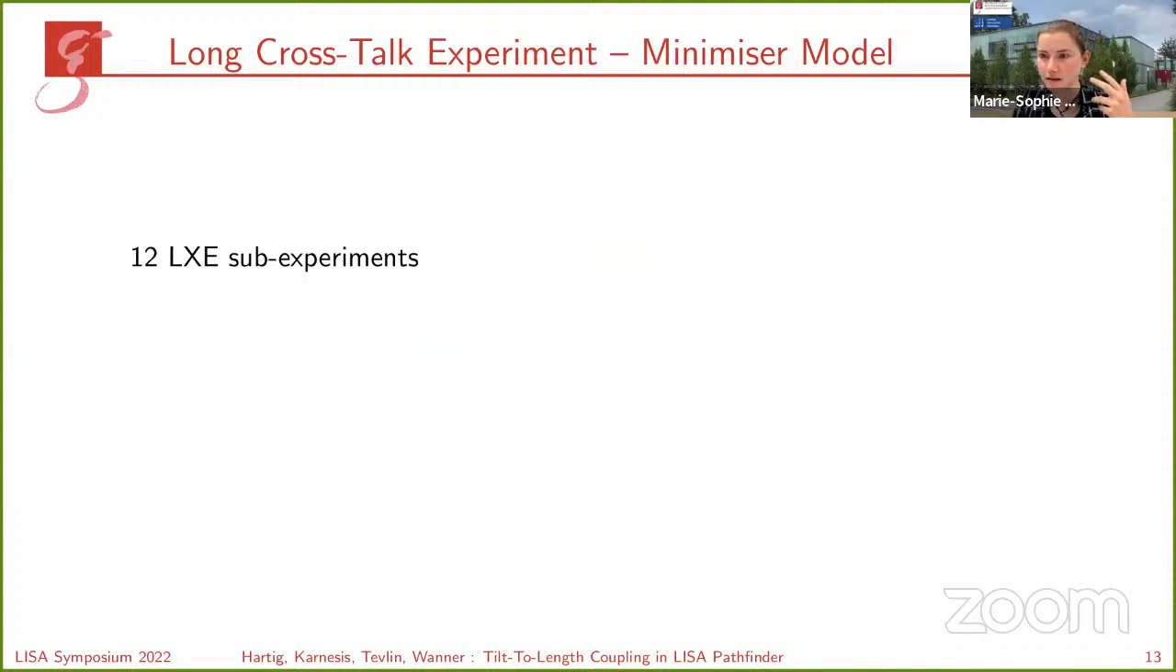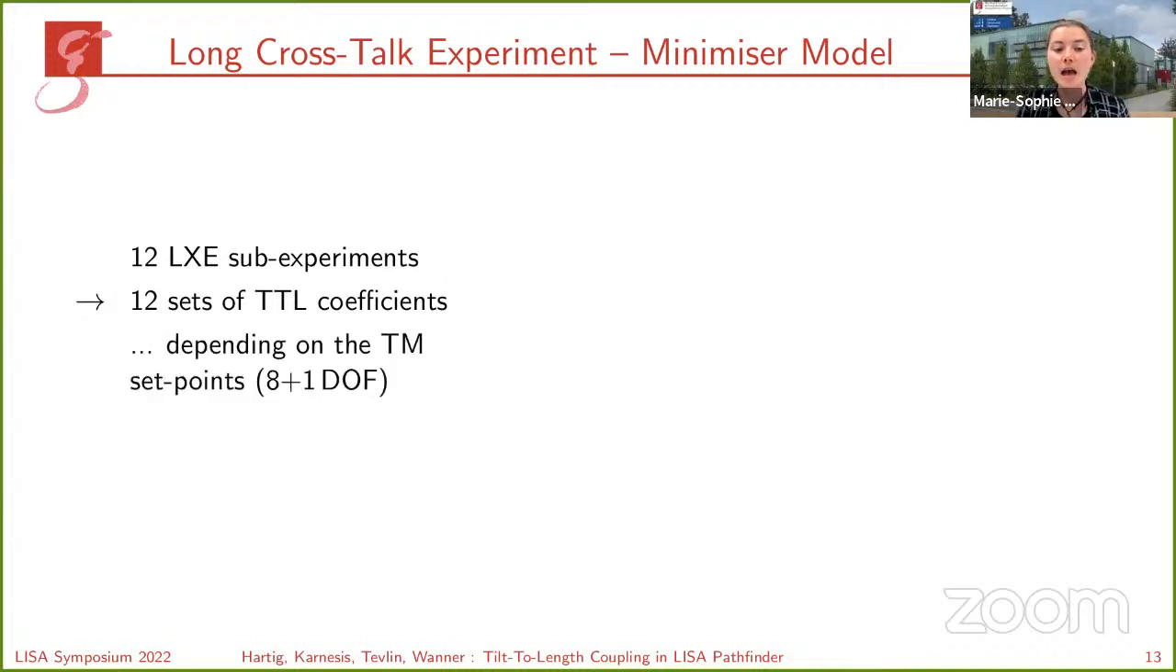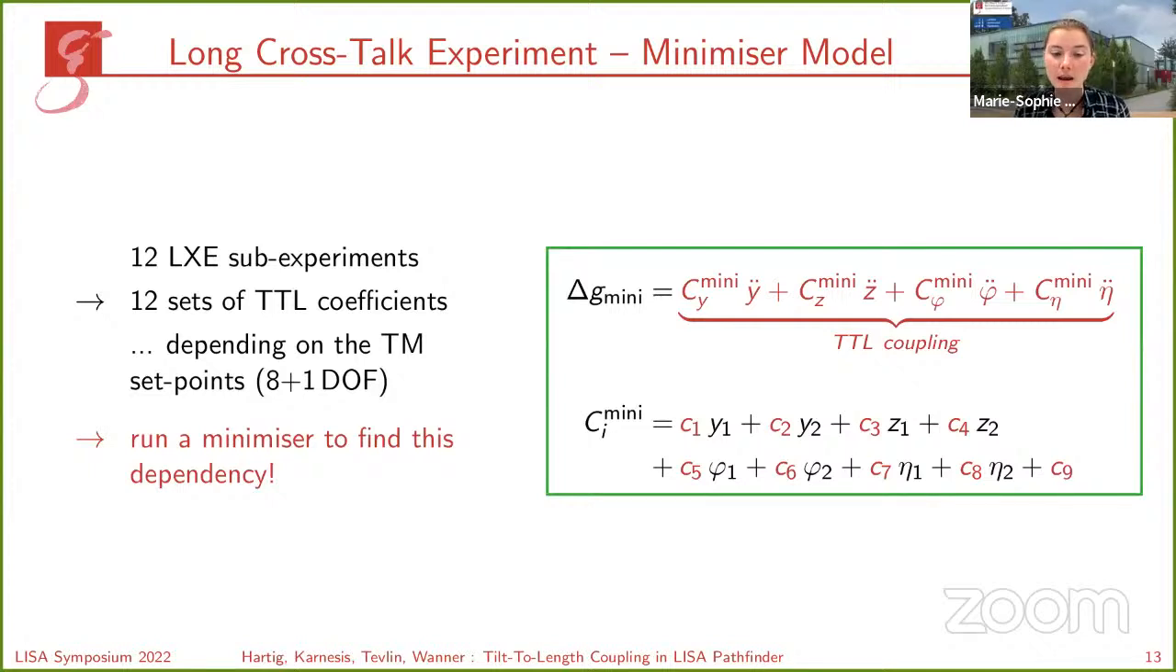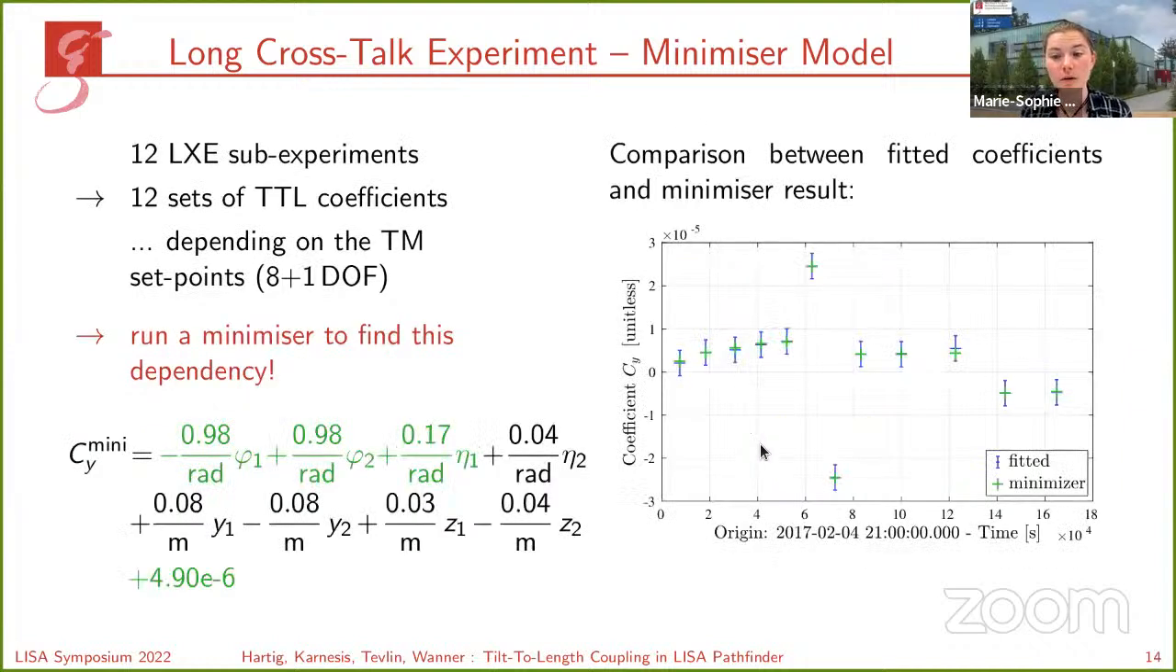This is because we had these 12 experiments, hence a set of 12 total length coupling coefficients fitted, which all depend on the test mass set points. So these are 8 degrees of freedom plus an additional offset. So we can just have an overdetermined system of equations and can just run a minimizer to find the dependency of these coupling coefficients on the test mass alignments. We did that, and for all the coefficients, the result of the minimizer nicely coincided with the fitted coefficients.